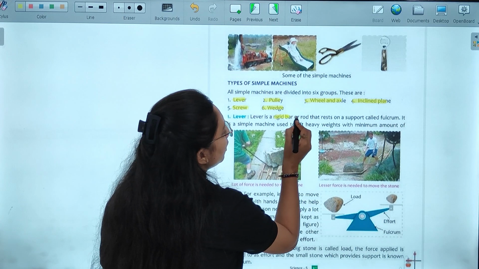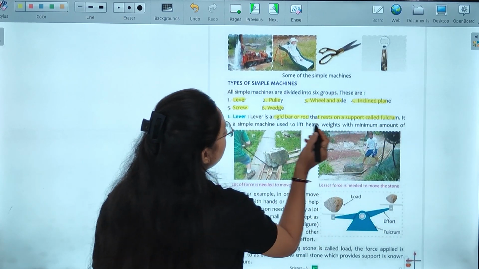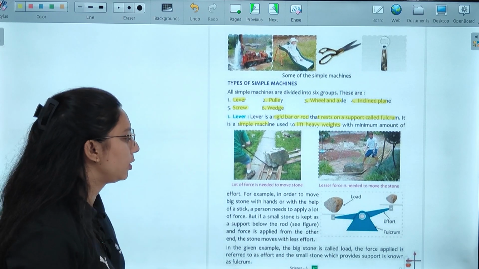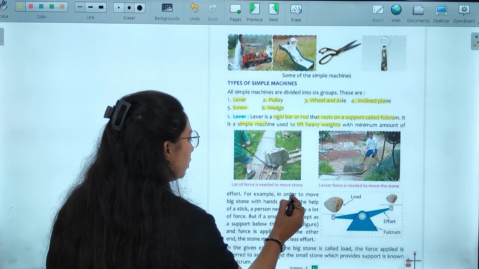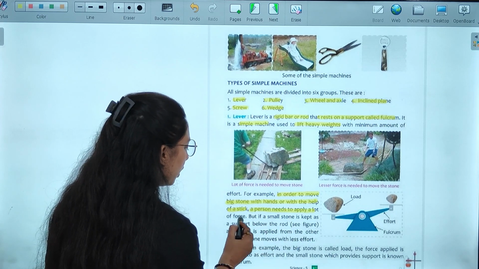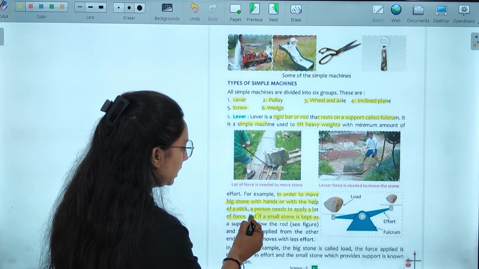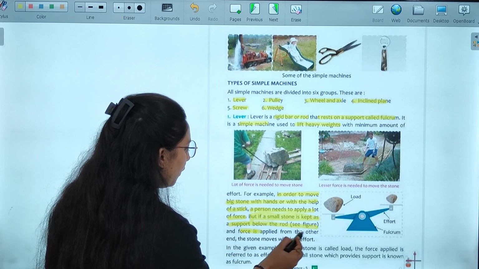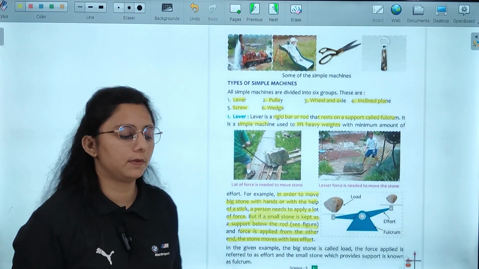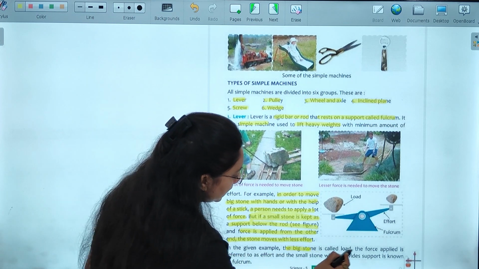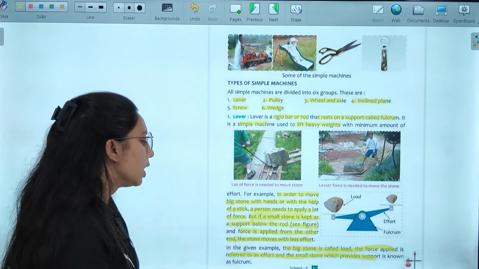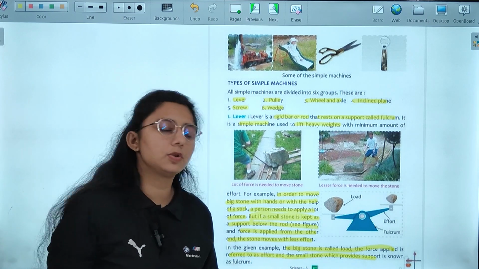Lever: it is a rigid bar or rod that rests on a support called the fulcrum. A simple machine, it lifts heavy weight with a minimum amount of effort. In order to move a big stone with hands or with the help of a stick, a person needs to apply a lot of force. But if a small stone is kept as support below the rod, and force is applied from the other end, the stone moves with less effort. In the given example, the big stone is called the load, the force applied is referred to as effort, and the small stone which provides support is known as the fulcrum.